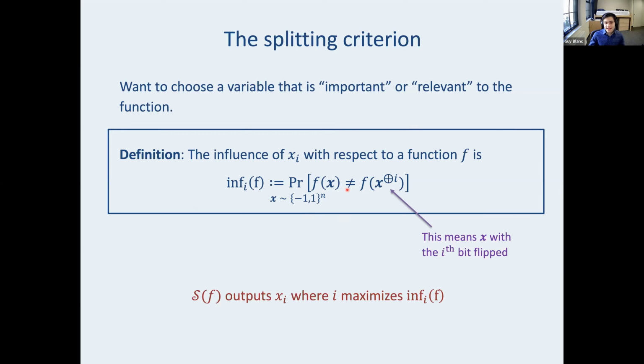And then with this definition, our splitting criterion is simple. We measure the influence of all the different variables, and we just output the one with the largest influence. Any questions about the splitting criterion? Okay.